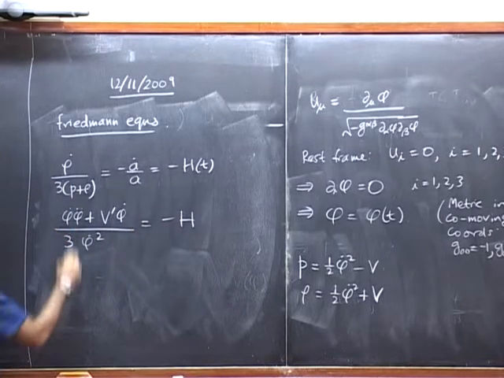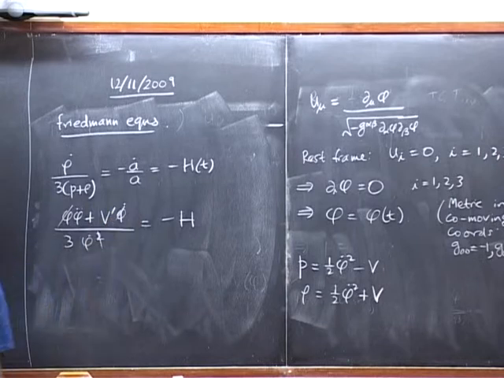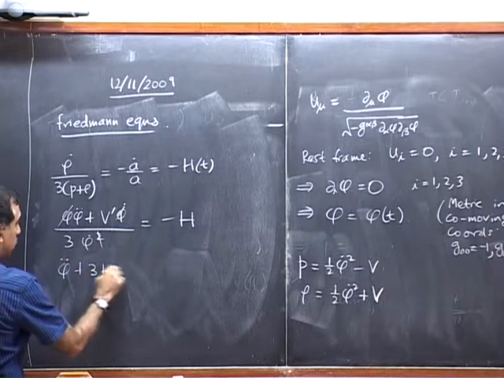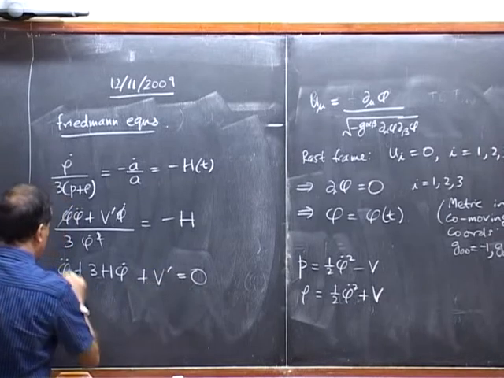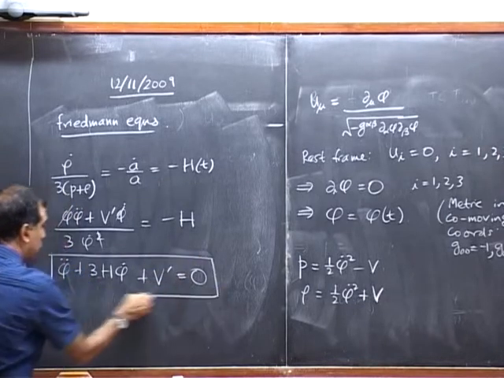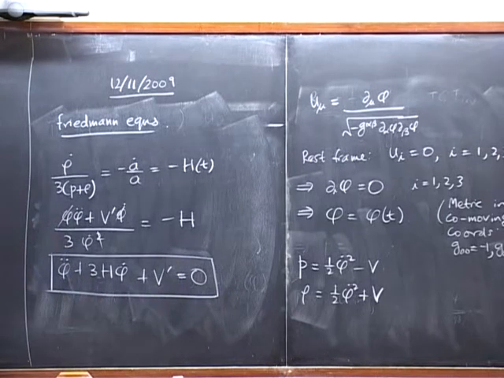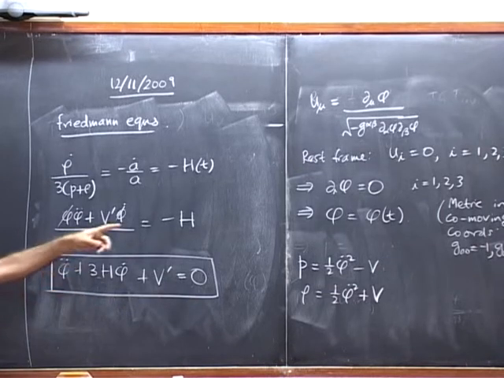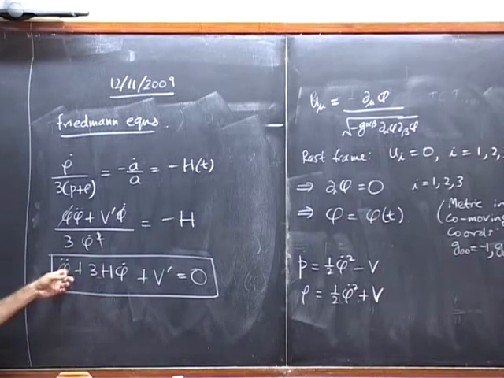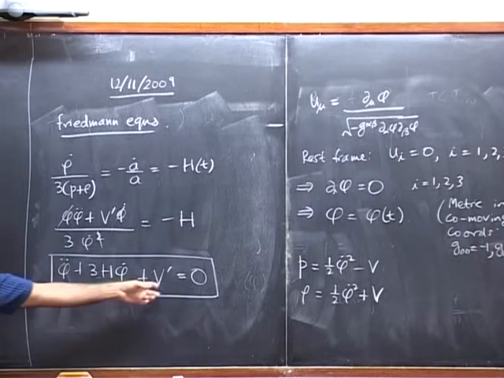Okay. Now I can actually cancel phi dot from here, here, and here, and we get phi double dot plus 3H phi dot plus V prime equals 0. So now see what a nice thing has happened. From the Friedmann equation, we found an equation for the scalar field's second derivative. The scalar field itself, being a function only of time, for all purposes behaves like the coordinate of a non-relativistic particle moving in a potential V.